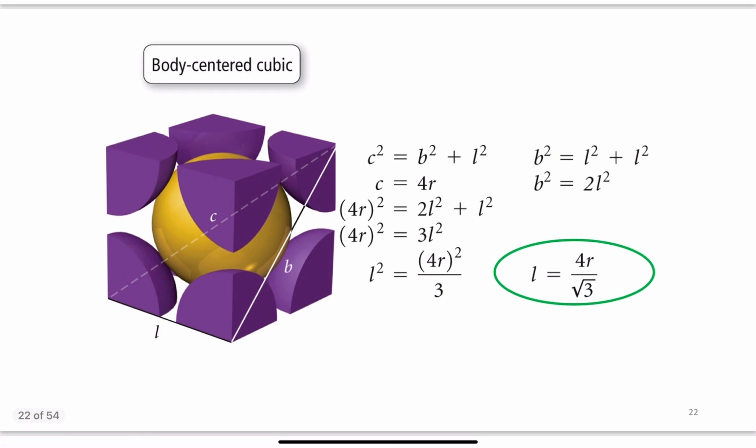You can go through this math if you would like to, but otherwise this highlighted in green is what you need to know. The length is equal to 4r divided by the square root of 3. So body-centered cubic, 4r divided by the square root of 3.